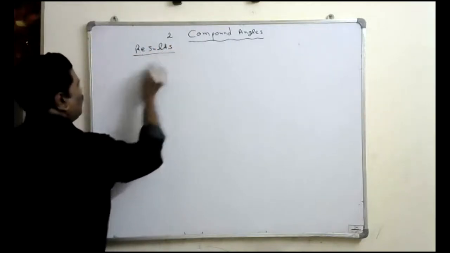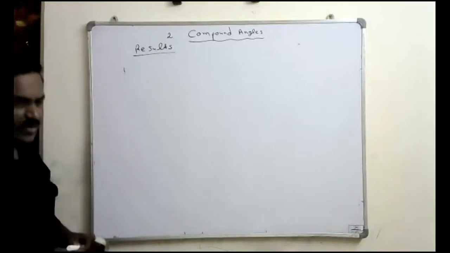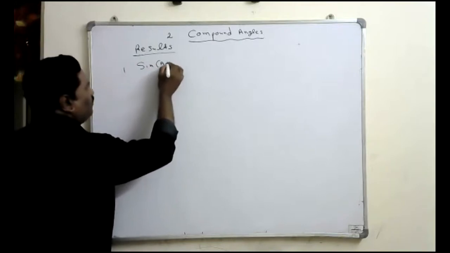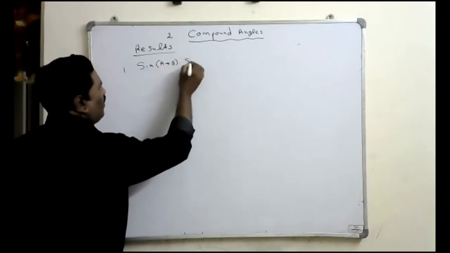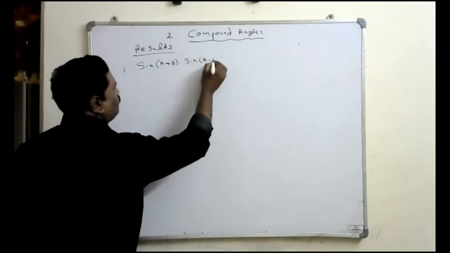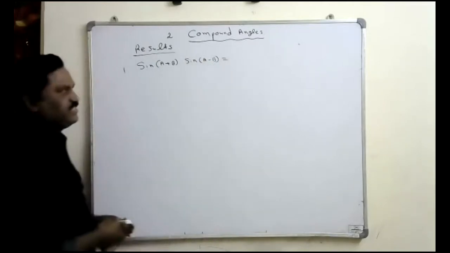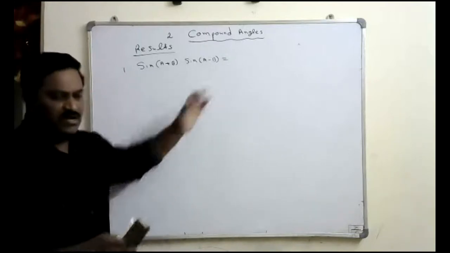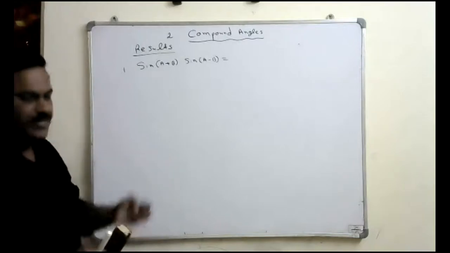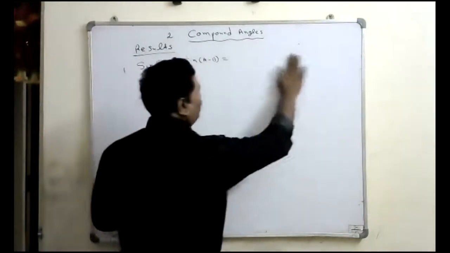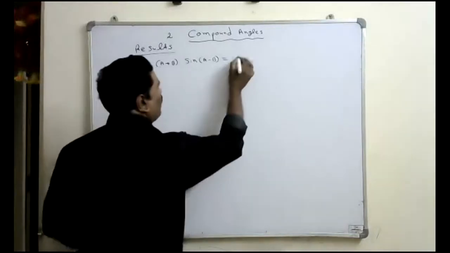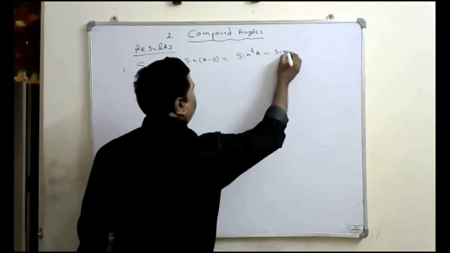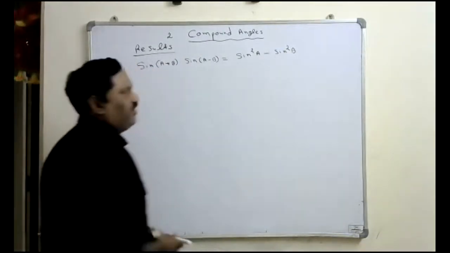The results. The first result is sine of a plus b into sine of a minus b. If you write the sine a plus b formula and the sine a minus b formula, multiply them and simplify, we are going to get something that we have to remember. That is sine square a minus sine square b. This is also an important formula we have to remember.